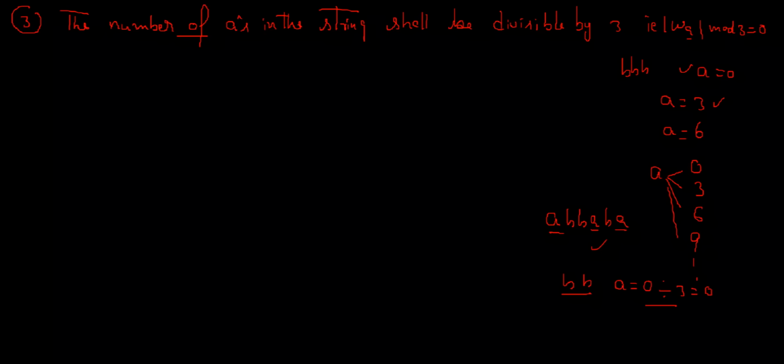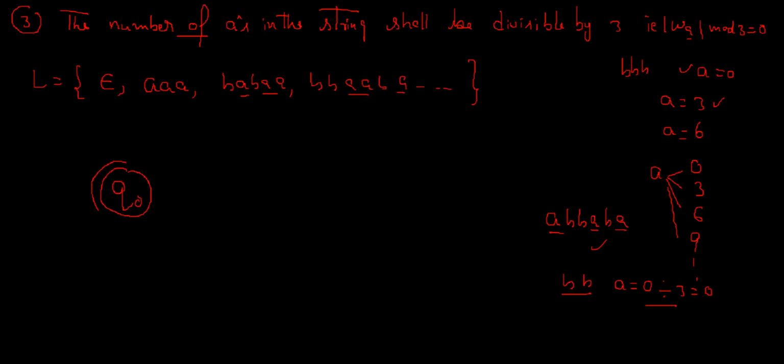So the minimum string is epsilon. If we don't consider the B's, only A's, then epsilon will be the minimum string. Next, A, or combinations of B's like BA, or BBA, B, A. Here 3 A's, here 3 A's. Like this you can form infinitely many strings. So now if we see epsilon, then your initial state will be your final state. That means if 0 A's are there, then it is accepted.